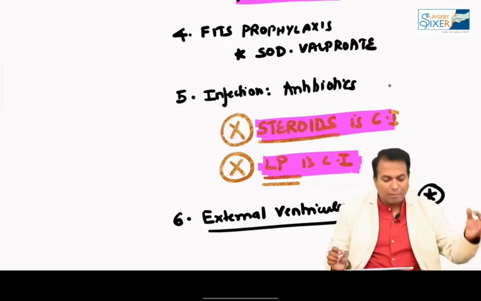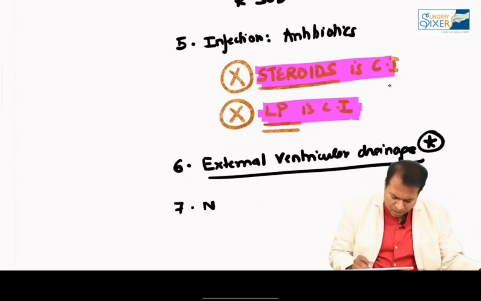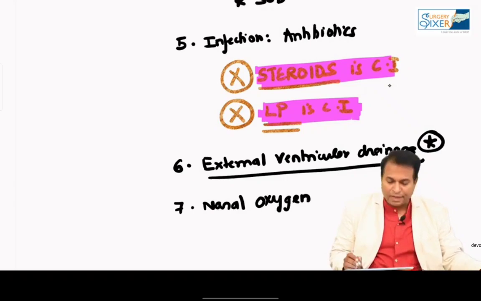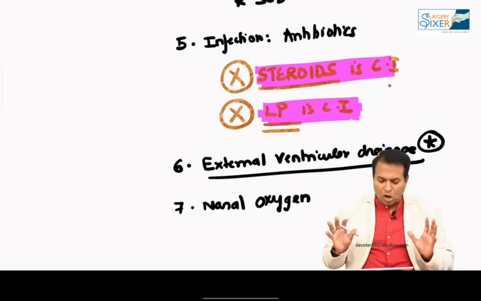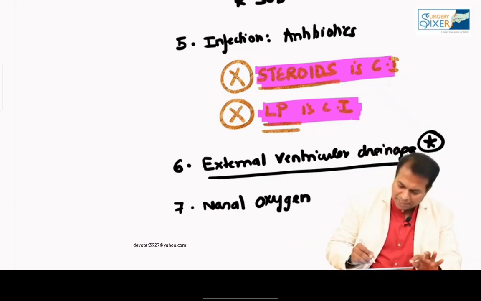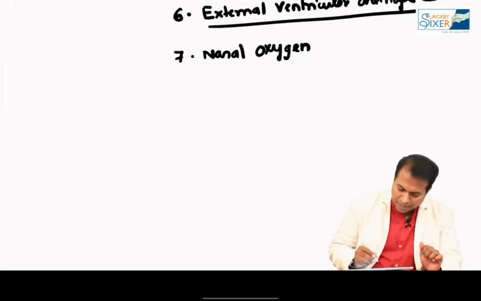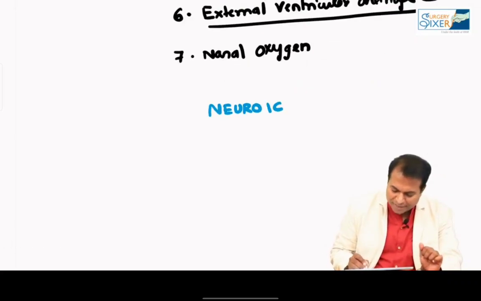We can reduce the CSF by putting an external ventricular drainage. And we can give nasal oxygen. You have to give nasal oxygen to prevent hypoxic brain damage. And with all these things, what you must do in a trauma center is maintain certain neuro-intensive care unit values from Bailey and Love.